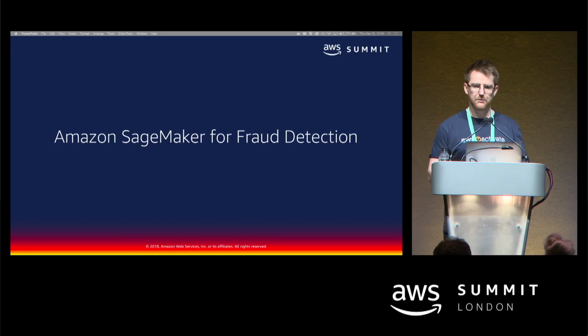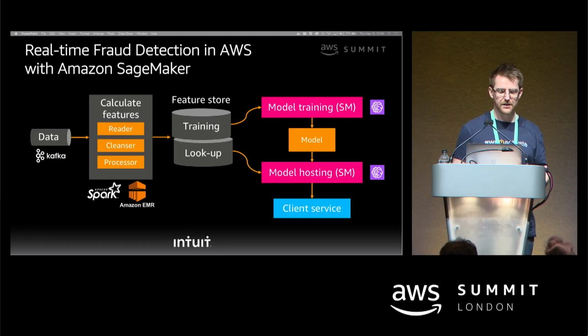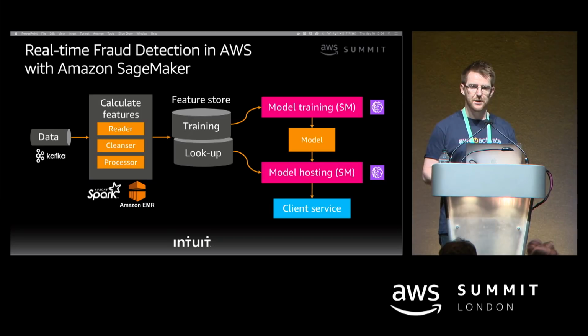So what I really want to talk about now is how you might use SageMaker for fraud detection itself. And the way I'm going to start that is by taking a kind of customer use case. In this case, it was Intuit. They're using SageMaker as part of their real-time fraud detection pipeline to be able to infer what might be an appropriate transaction, what might not be.